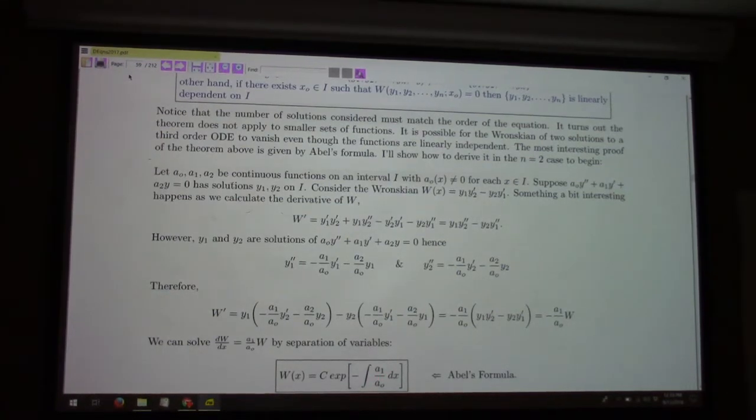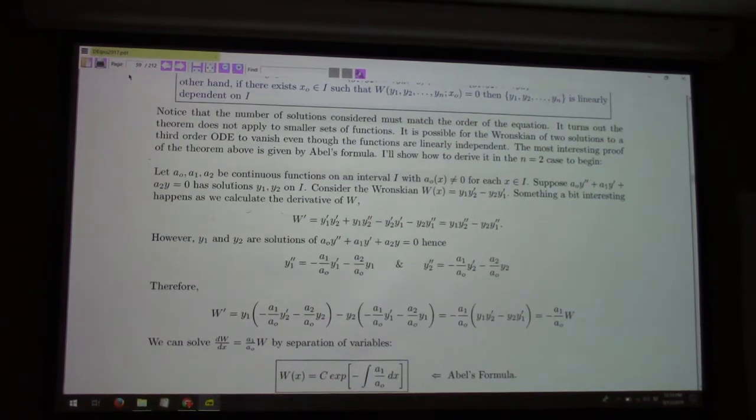So you think about it. If the Wronskian is 0 at one point, what happens? What does it force you to put C equal to? If the Wronskian is 0 anywhere, that forces this constant to be 0 because the exponential is non-zero. And on the flip side, if the Wronskian is non-zero anywhere, that forces that constant to be non-zero and the Wronskian to be non-zero everywhere in the domain of definition.